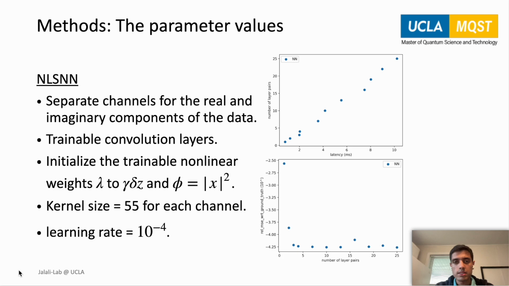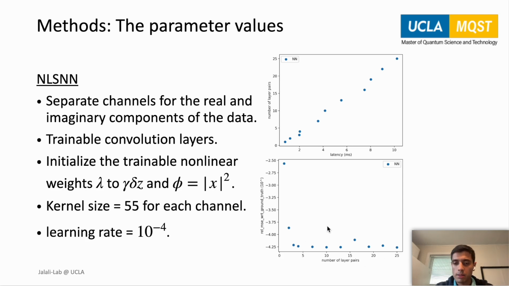Here we discuss some parameter values of the NLSNN. On the right, you can see how various other things change as you change the number of hidden layers. So as the number of hidden layers are increased, that results in an increase in latency because the data has to pass through more number of layers in the neural network, and hence it takes more time.